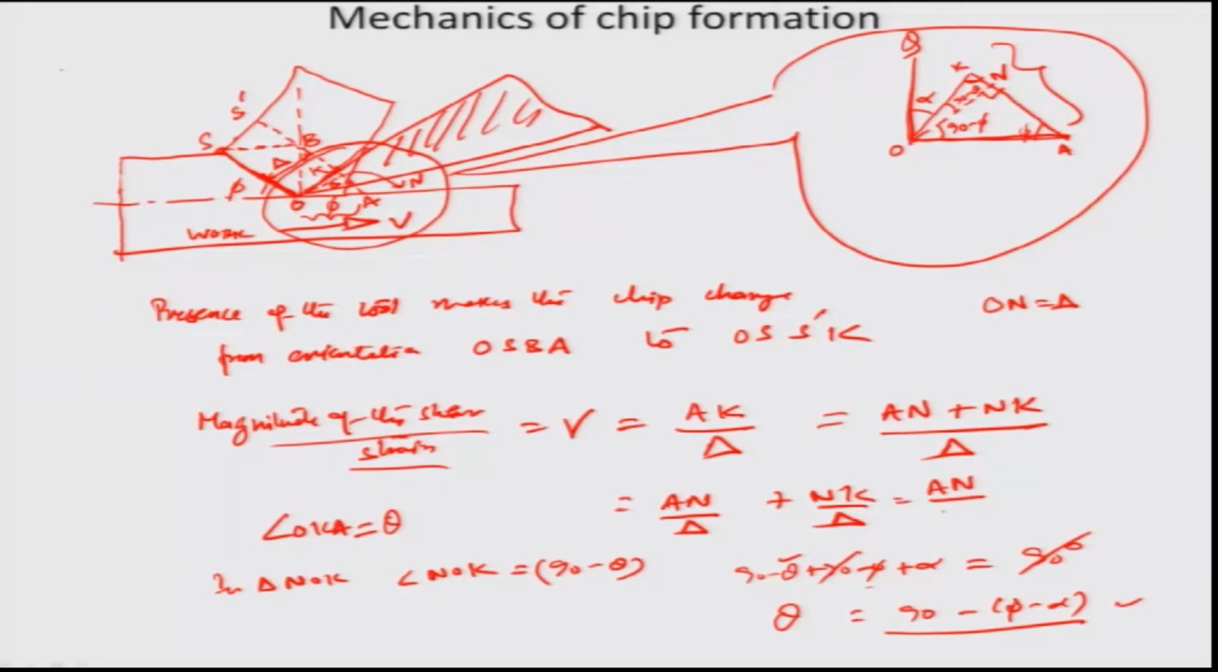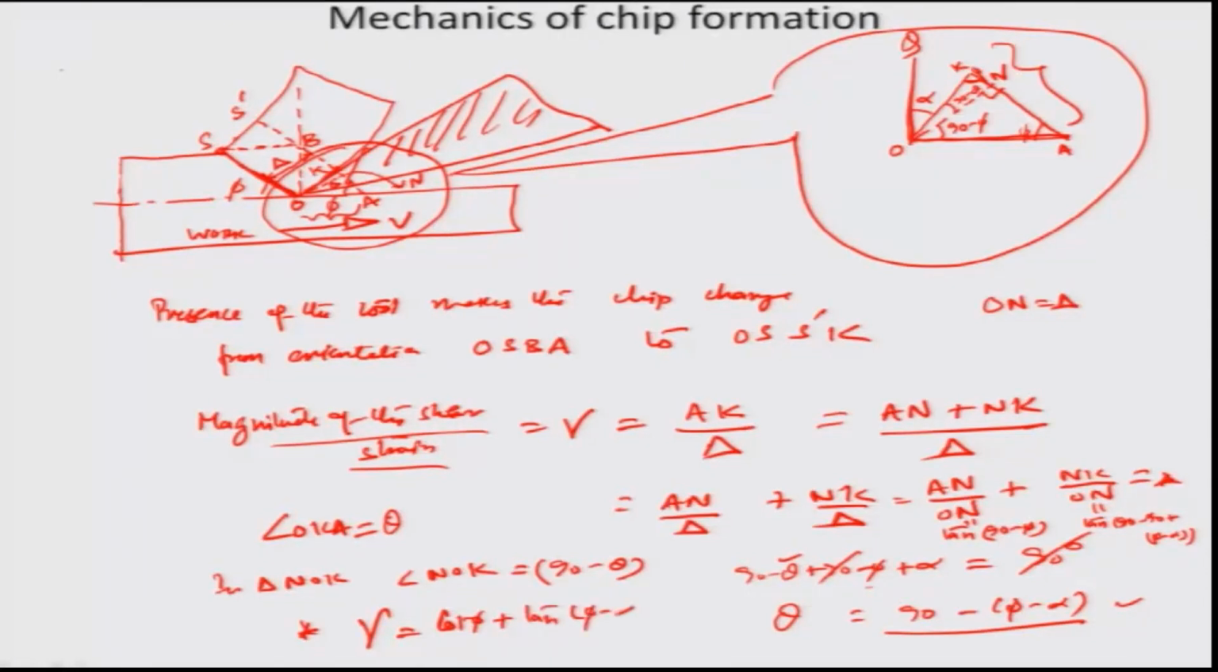So, basically this is nothing but AN by ON, and AN by ON is actually tan of 90 minus phi, which can be recorded as cot phi. Okay. So, this is tan of 90 minus phi plus NK by ON, and NK over ON is basically again tan of 90 minus theta. So, you have this as tan of 90 minus 90 plus phi minus alpha, which is actually the value of theta, and so therefore, I just continue here, the value of the shear strain gamma is actually equal to cot of phi plus tan of phi minus alpha.